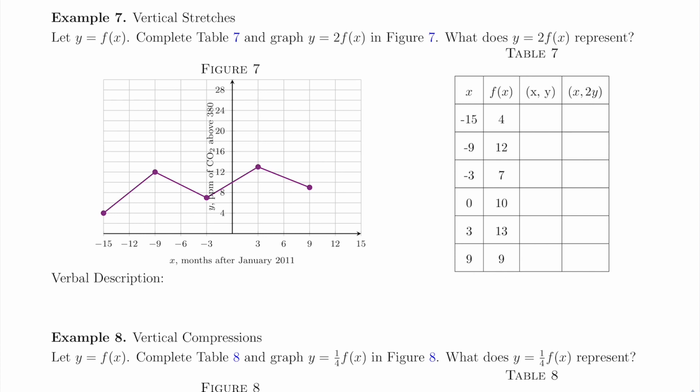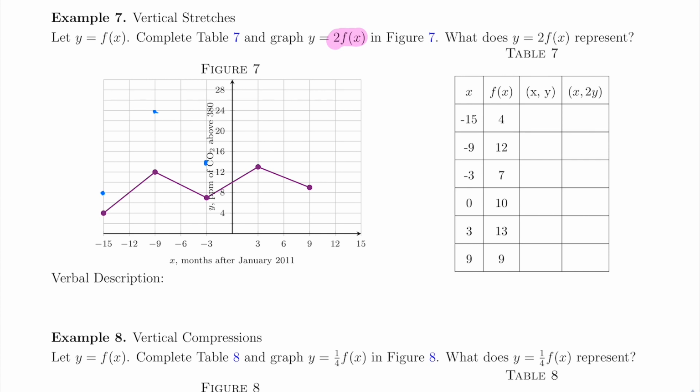So our transformation is y equals 2f of x. That means simply our y value gets multiplied by 2. So we could do that again just simply graphically by taking each point and multiplying the y value by 2. So our first y value is 4, so it becomes 8. And then our next y value is 12, so it becomes 24. And the next one is 7, so it becomes 14.